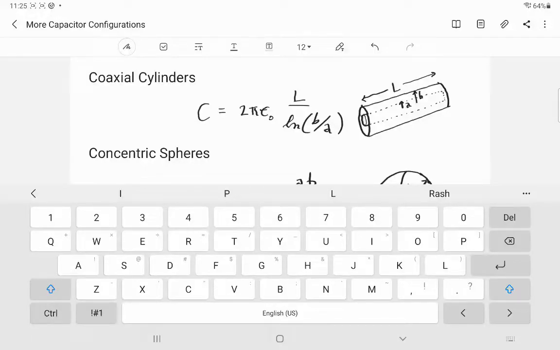Hi, in this lecture, I would like to essentially just show you a couple of other capacitor configurations or capacitor arrangements.